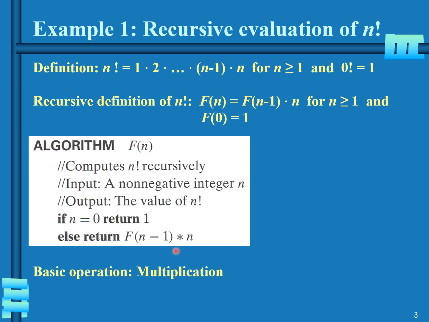In order to analyze the efficiency of this algorithm, according to the general plan, the input size is n. It doesn't vary for the same size of input, so we will find the general efficiency. The basic operation is multiplication. The next step is to set up a recurrence, which will indicate how many times the basic operation is performed.